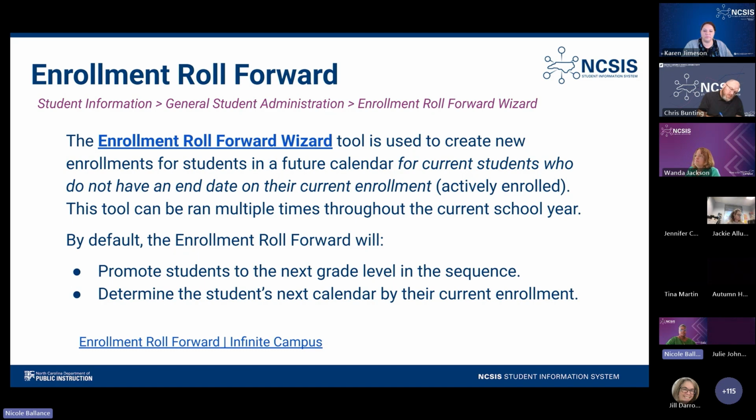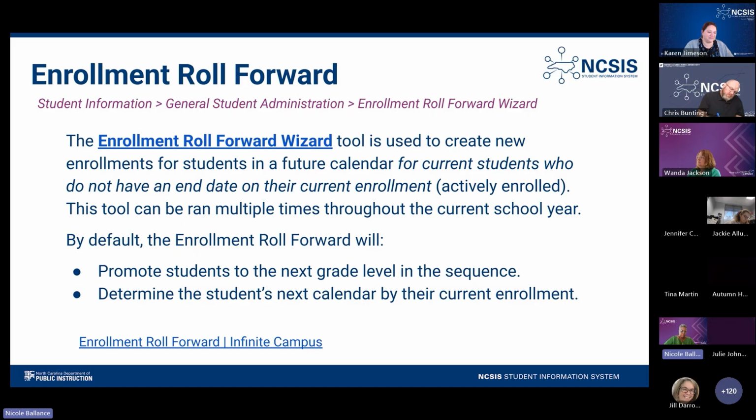And this is going to target those students who do not have an end date on their current enrollment, meaning that they are still currently actively enrolled. Just some reminders: this is one of the tools built within Infinite Campus that can be run multiple times throughout the current year. Say, for example, you may have started the scheduling process up to this point and you've already done this roll forward portion, you can still go back and run this as many times as you need to after that initial time. So let's talk a little bit about some of the logic behind the roll forward wizard.